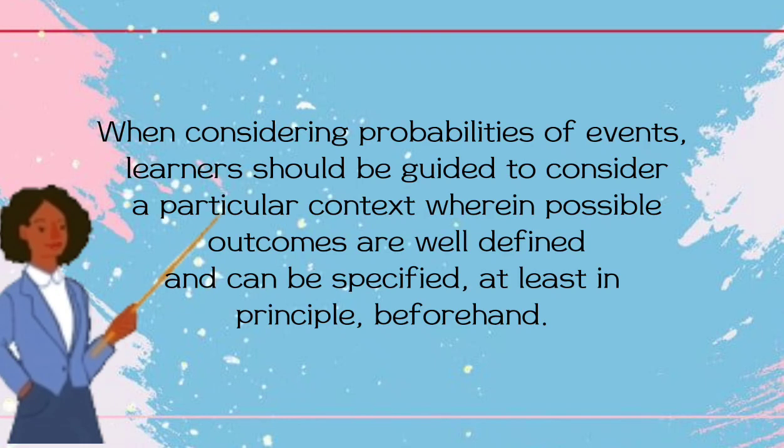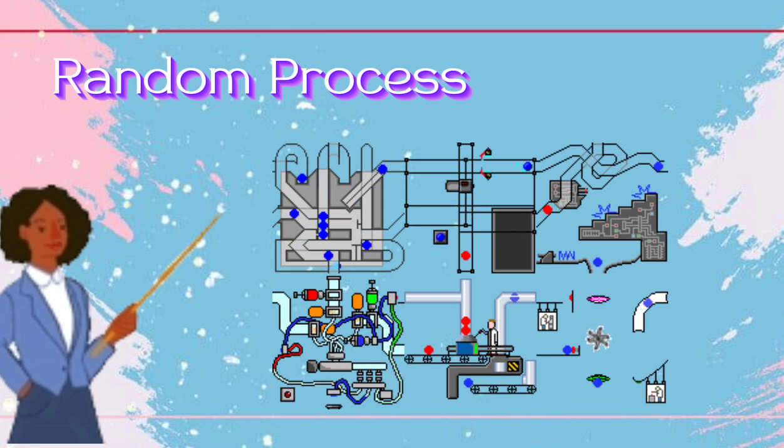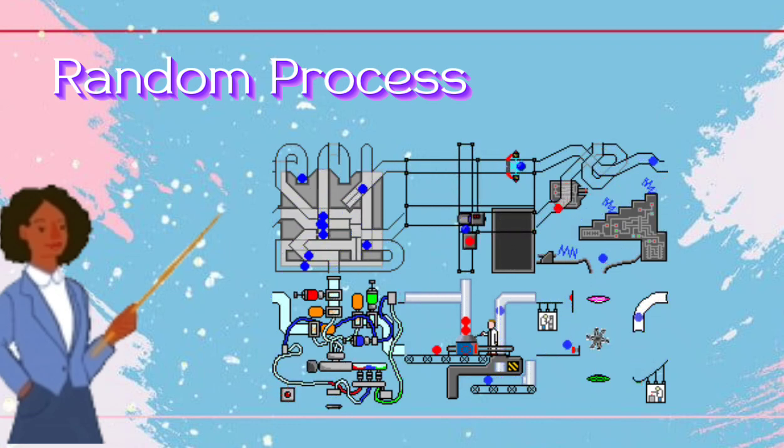When considering probabilities of events, learners should be guided to consider a particular context wherein possible outcomes are well defined and can be specified, at least in principle, beforehand. This context is called a random process, wherein we do not know which of the possible outcomes will occur, but we do know what is on the list of possible outcomes.